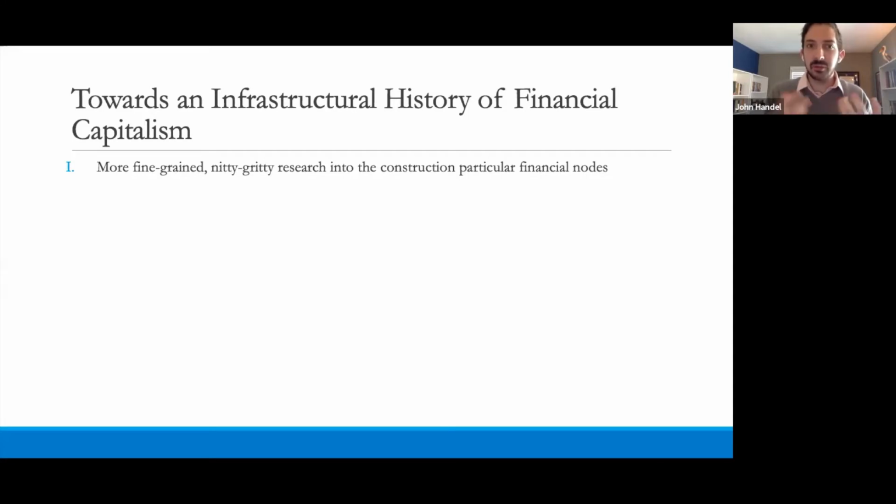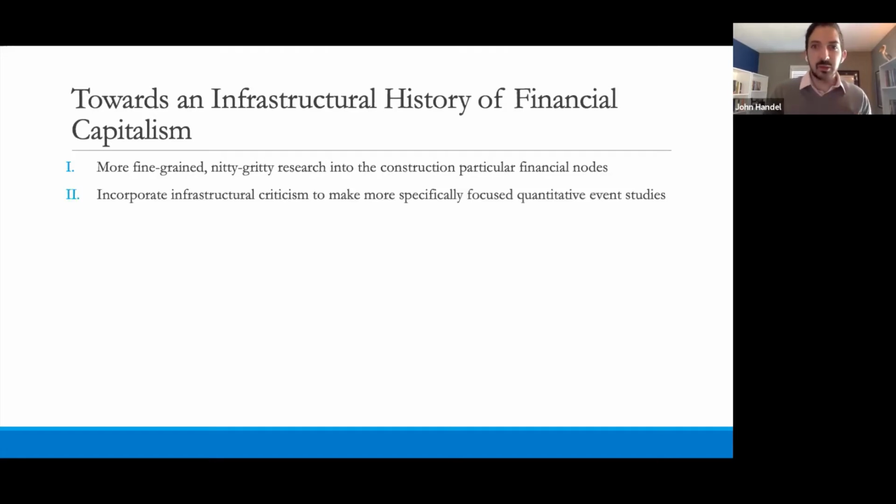The first is that I think we need more fine-grained research into the construction of particular financial nodes. I focus on London in the paper and in this presentation because in the 19th century, it is the center of the financial universe. It had more power to change the system and to impose its will on other financial actors in this period than anyone else. But as I've tried to show, that power was always deeply constrained, right? It was one part of a larger network, and as powerful as London was, it still couldn't change the way the French government dealt with its telegraph. It couldn't change operations in other financial centers necessarily.